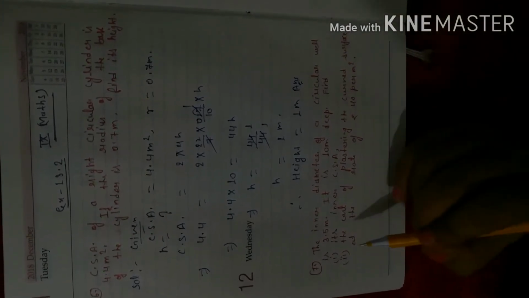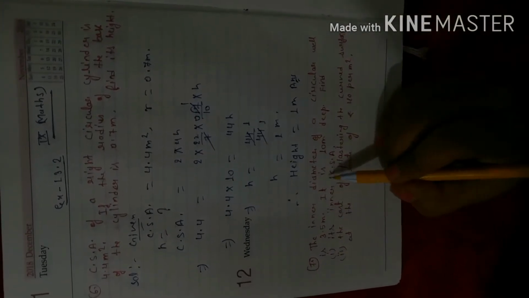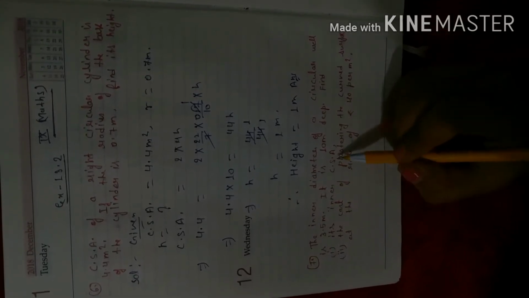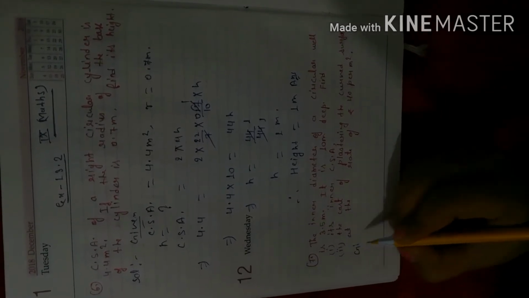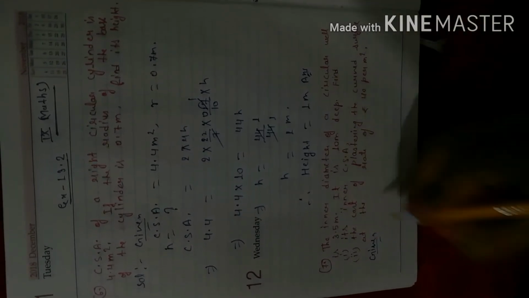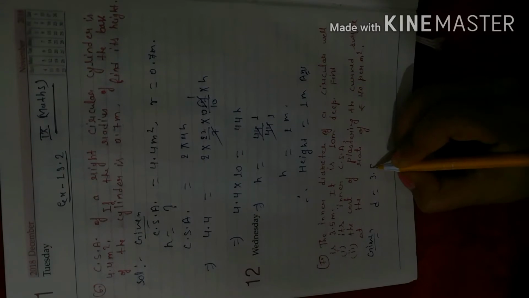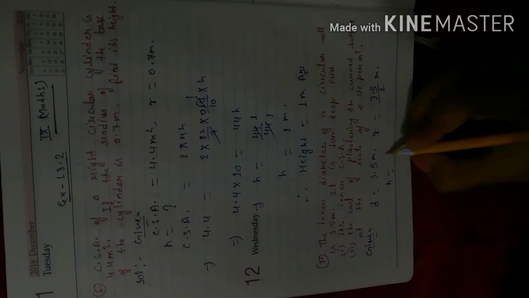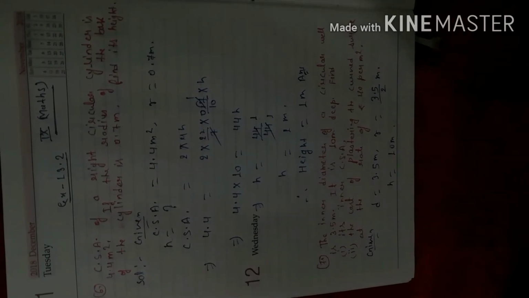Now we will do question number 7. Question number 7: the inner diameter of a circular well is 3.5 meter. It is 10 meter deep. Find the inner CSA. It means inner curved surface area. At first we will write what is given. Given: diameter D equal to 3.5 meter. So we can write r equal to 3.5 upon 2 meter. And deep means height. Height equal to 10 meter.